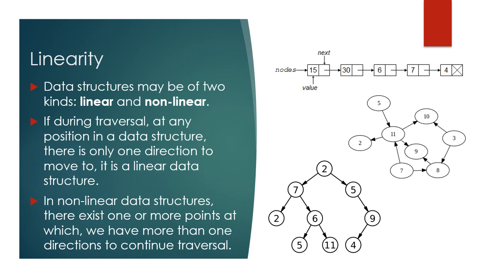We can either move to the node containing 7 or to the node containing 5. Assume that we move to 7. Now we can either move to the node containing 2 or the node containing 6. So we conclude that a tree is non-linear too.